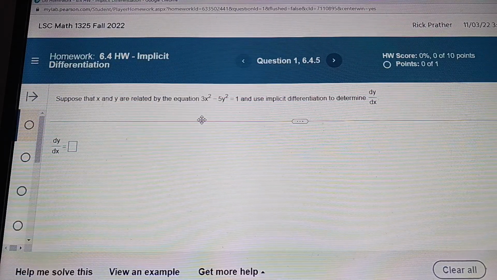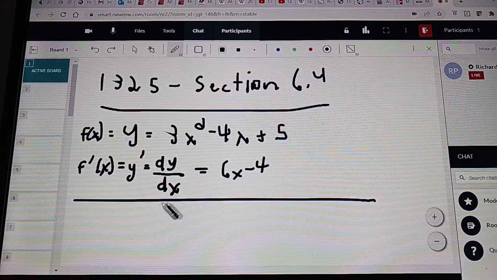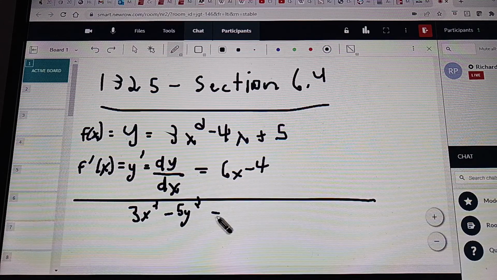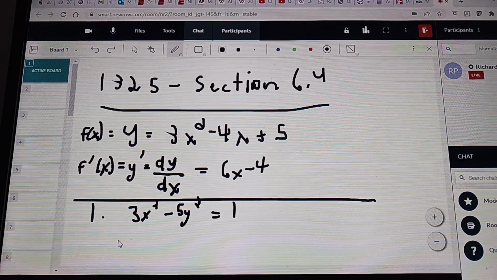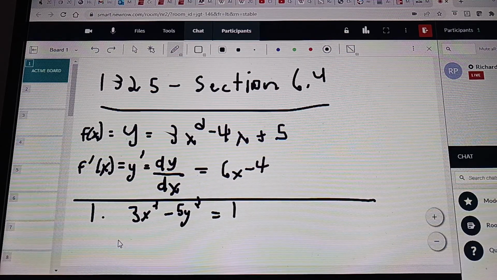Now we don't have a function of x. It's 3x squared minus 5y squared equals 1. So now it's a full equation where there's a mixture of variables. So then either variable could be what they call the independent variable, the one you care about more.